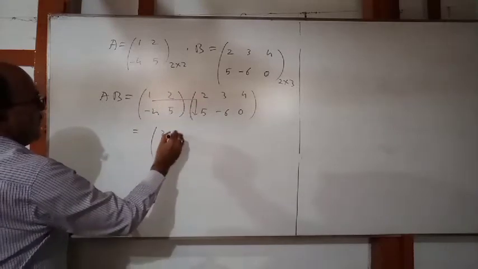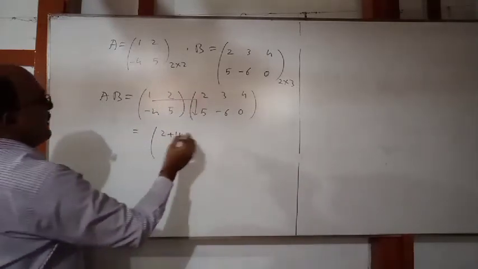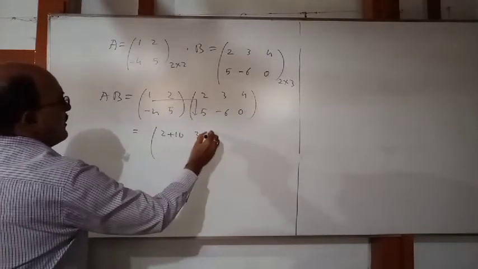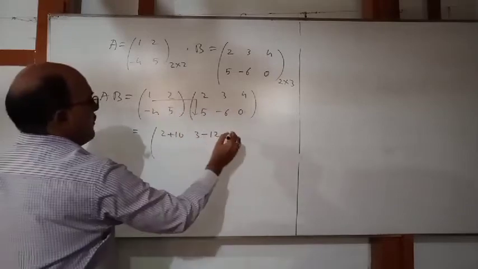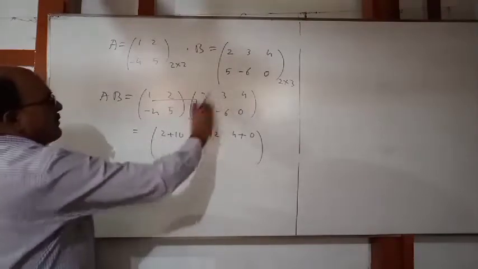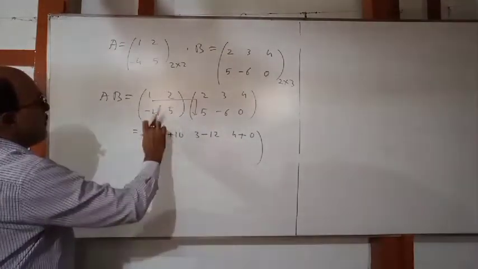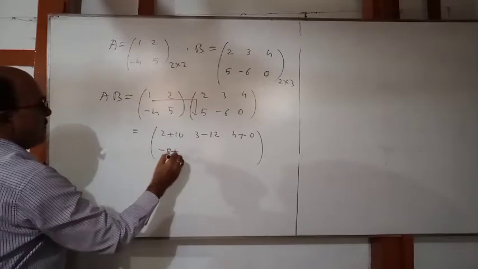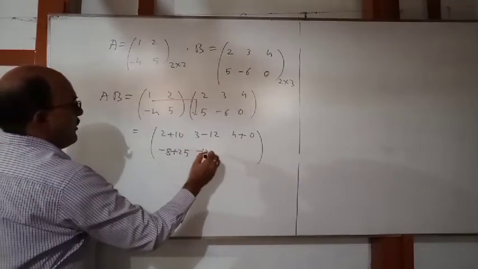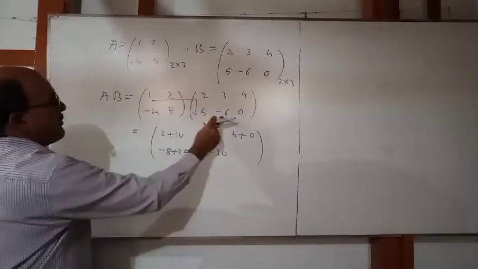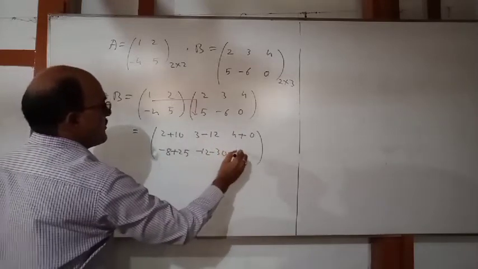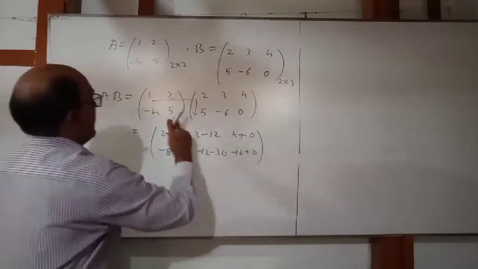2 into 5, 10. So 2 plus 10. Then 1 into 3, second column if you go, 3, 2 into minus 6, minus 12. Then 1 into 4, 4, plus 2 into 0, 0. So first row, second column, first row, third column finished. Then second row, minus 4 into 2, minus 8, plus 5 into 5, 25. Then minus 4 into 3, minus 12, minus 30, 5 into minus 6. Then second row, third column, minus 4 into 4, minus 16, plus 5 into 0.